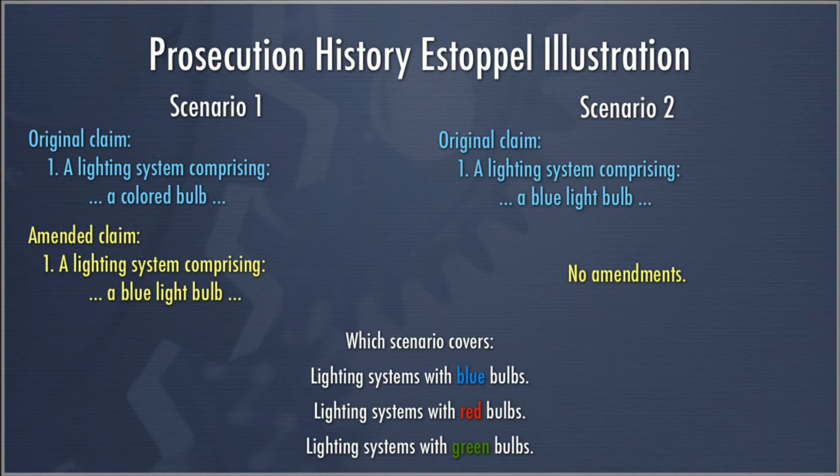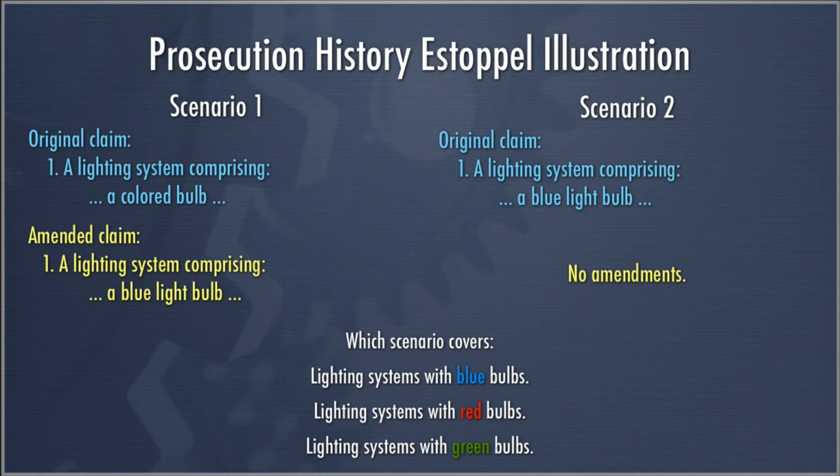On the other hand, perhaps there still is, because what was asserted against the patentee in scenario 1 was merely systems with red bulbs. So should we interpret their surrender, their claim amendment that surrendered claim scope, to be one where they gave up everything except for blue, or one where they merely gave up red? Or should it be something in between?